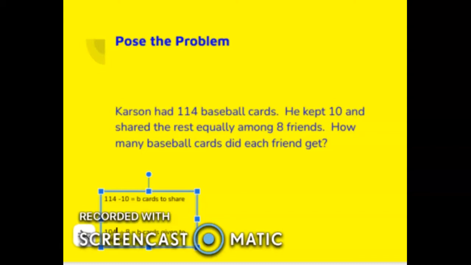I've got to find out B, the cards given to his friends that's shared equally. Or I could have changed this. I think this sounds better, shared equally, cards shared equally. Because I want to know how many each friend got. And let's just put cards shared equally. All right, so now I have to try to find out what 104 divided by 8 equals.